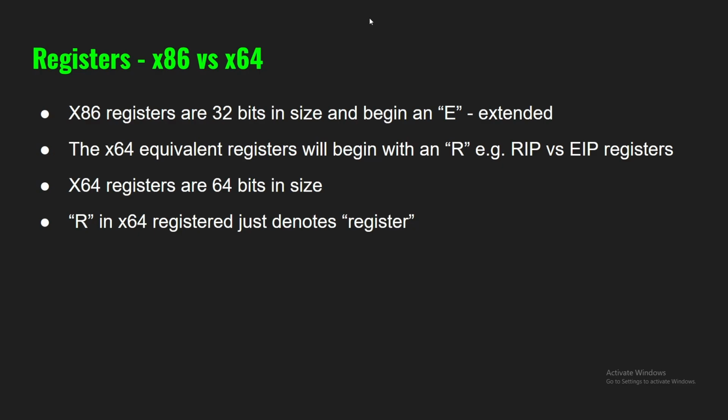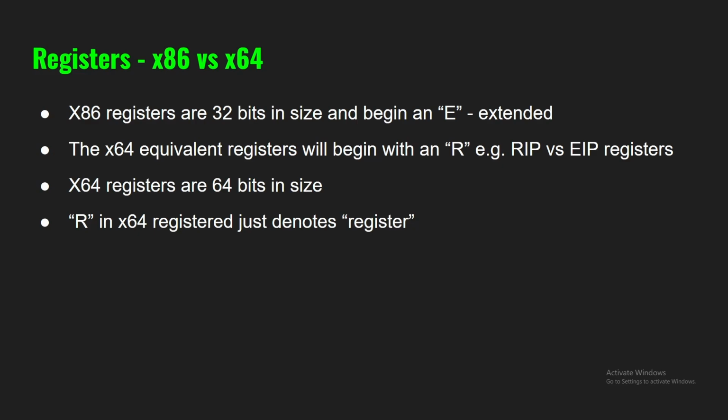So as we already know, x86 registers are 32 bits in size and begin with an E. This E just stands for extended, and the x64 equivalent of these registers will begin with an R, and that R just stands for register. So for instance, the RIP versus the EIP register. What these registers stand for: the register instruction pointer versus the extended instruction pointer. One of those is 64-bit, one of those is 32-bit.